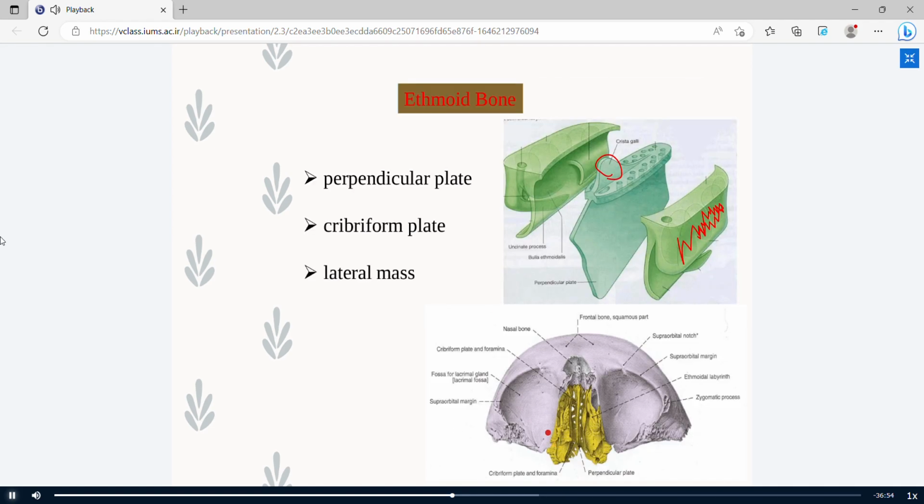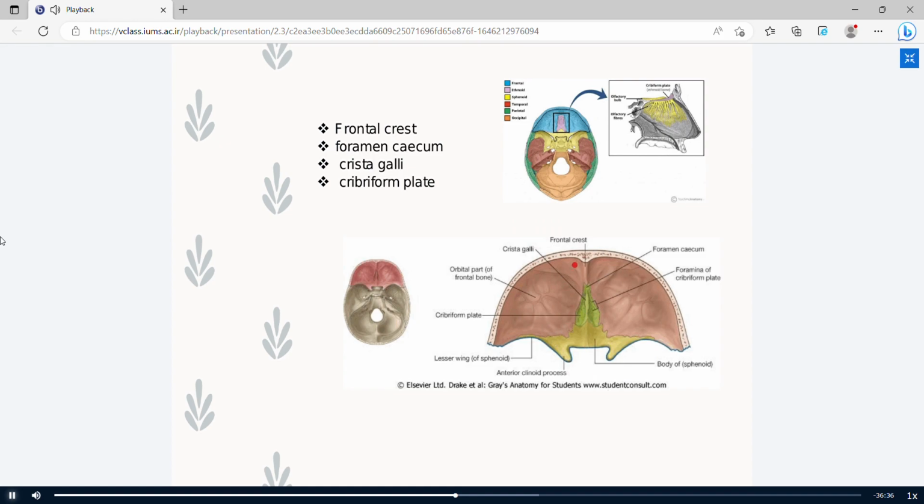In this picture, you can see the ethmoid bone. It's a yellow bone. It is located in the ethmoidal notch between the orbital plates of the frontal bone. This is the ethmoid bone. It's located between the frontal bone and the sphenoid bone. And this is the cribriform or horizontal plate, containing a number of foramina.